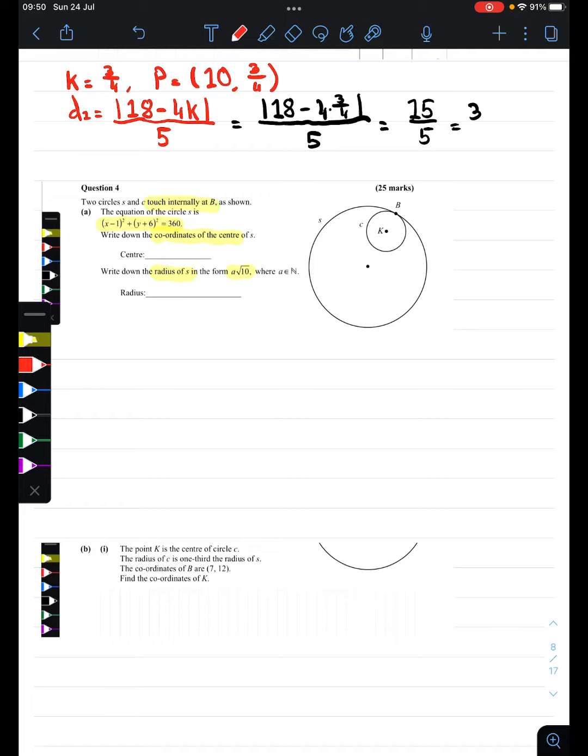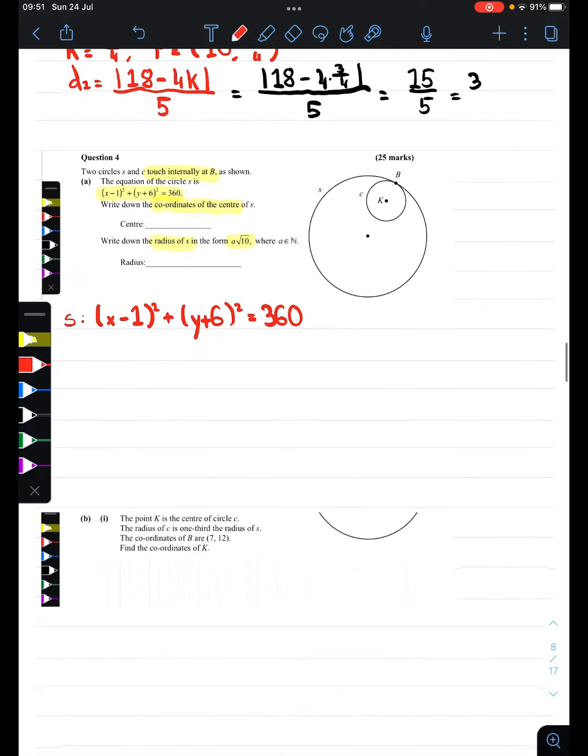So straight away, let's write down our equation for S. (x - 1)² + (y + 6)² = 360. Okay, so we have two formulas for the equation of a circle.